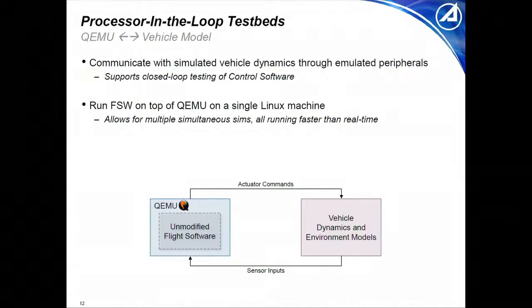The other advantages to an emulated processor in the loop testbed are that because you're running on a single Linux machine, it allows you to run multiple simultaneous simulations, right? The DART team talked about this too. When there's hardware, you have one piece of hardware, everybody contends for it, and not everybody gets to test when they need to test or what they need to test. With an emulated processor in the loop testbed, you kind of overcome that challenge.